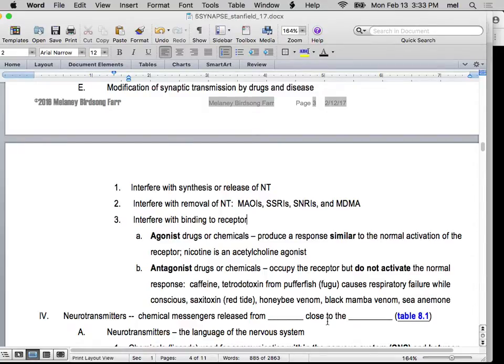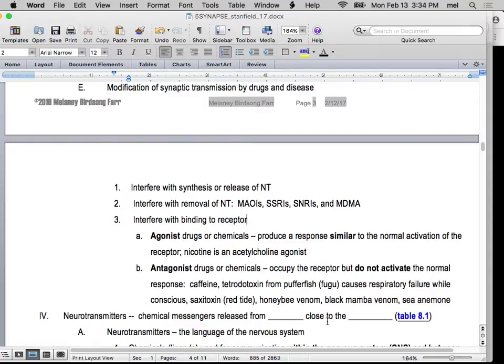So here's an interesting one. See if you can figure this one out. They occupy the receptor, but they don't cause the normal response. Caffeine is an antagonist, but puzzle this. Caffeine is an antagonist to an inhibitory neurotransmitter. So how can it cause the response? It's an antagonist to an inhibitory neurotransmitter.